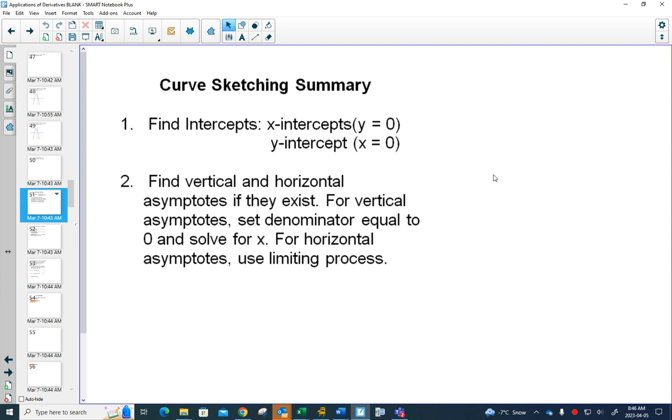Then, look for asymptotes. So if you have non-permissible values or vertical asymptotes, that's looking at the limit as x goes to either infinity or negative infinity, then we would draw our asymptotes or find out what our asymptotes are as well. So we do those preliminary things.